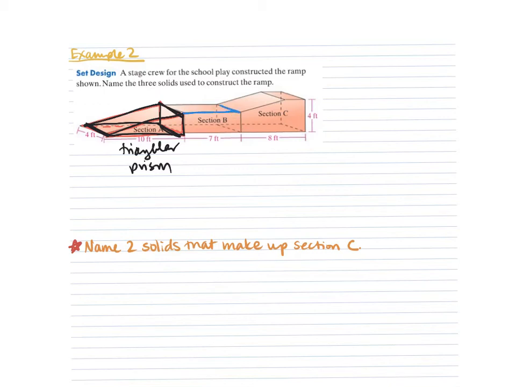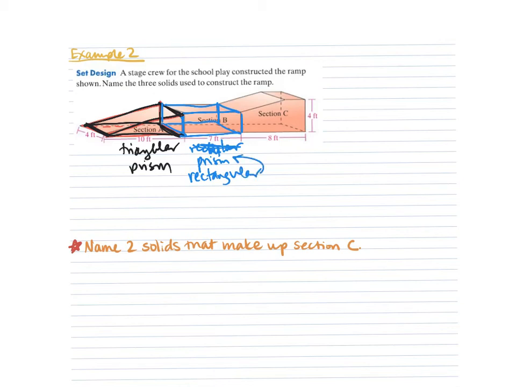This shape here has a base that's a rectangle. This has a base that's a rectangle. They're parallel, and their vertices are connected. So this is also a prism, and the base is a rectangle. So it's rectangular. I totally blew that. Rectangular prism.